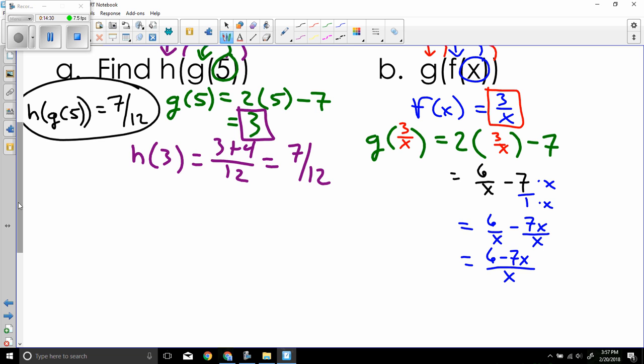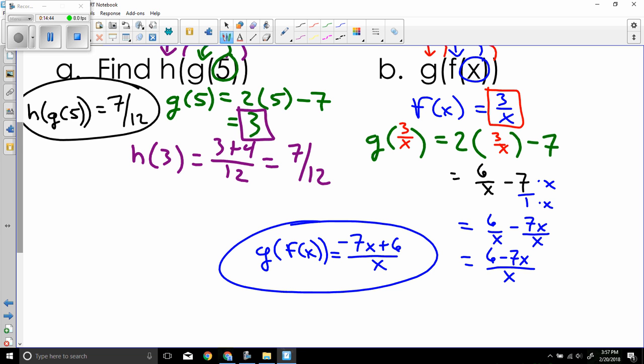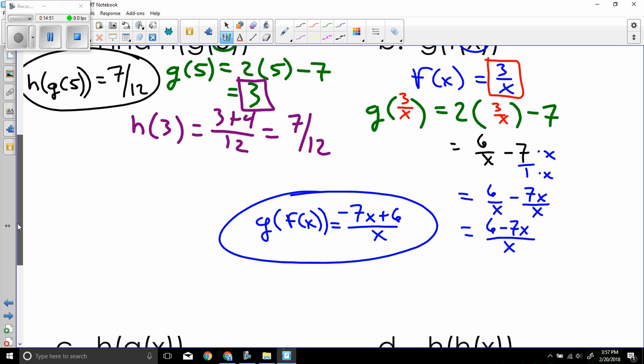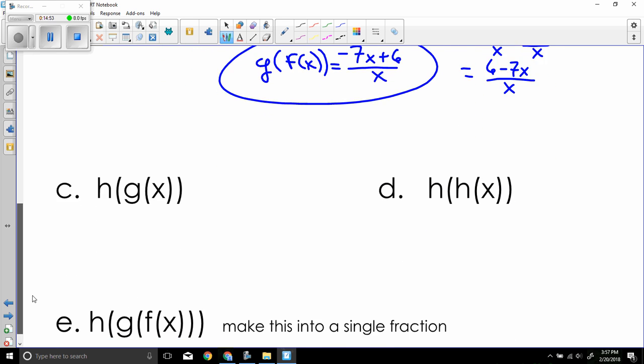You've been in this classroom long enough that you know that this is not in standard form. Let's switch that around: negative 7x plus 6 all over x. And we call that g of f of x. Please, if you did not follow that whole thing through, you should pause the video, go back, and watch it again. We're only going to get harder here.